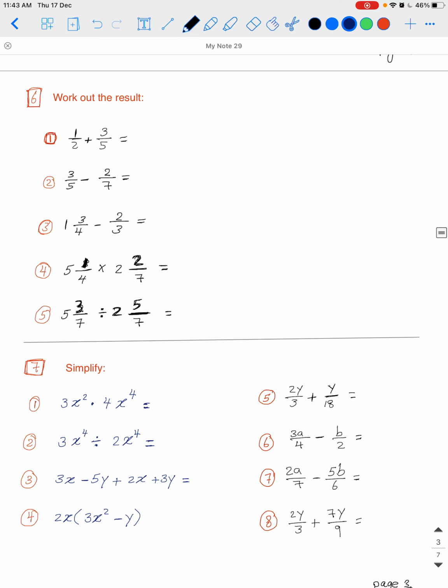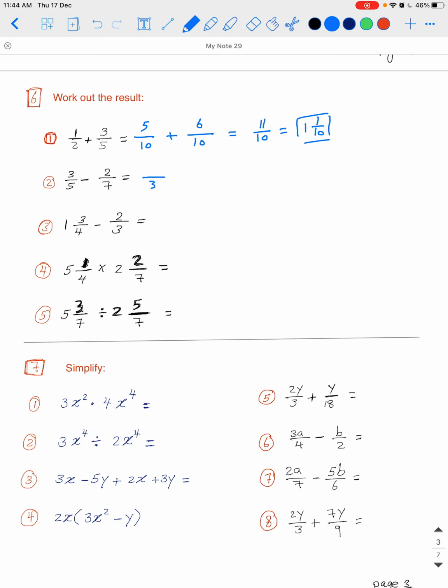Let's complete this one. 1 over 2 plus 3 over 5. We need to make the denominator the same. So 2 and 5 means it will be 10. 2 became 10 by multiplying by 5, so 1 times 5 is 5. 5 became 10 by multiplying by 2, so 2 times 3 equals 6. So 6 plus 5 equals 11, so 11 over 10 means 1 and 1 over 10.